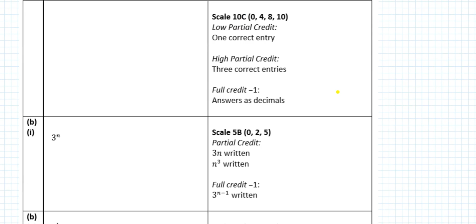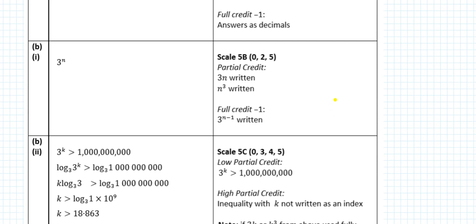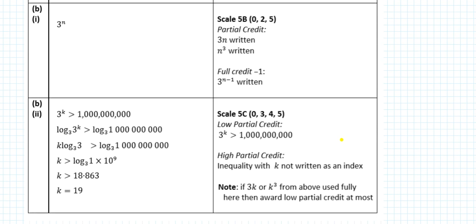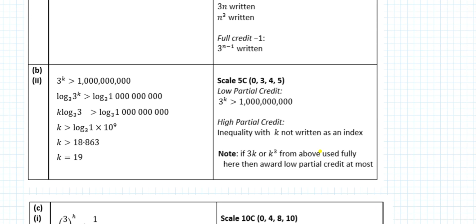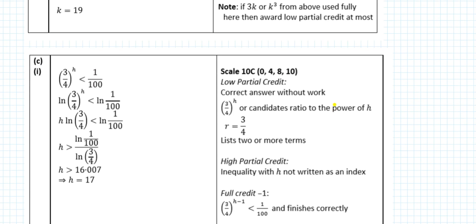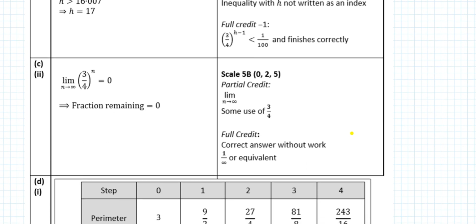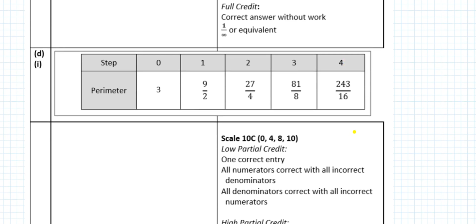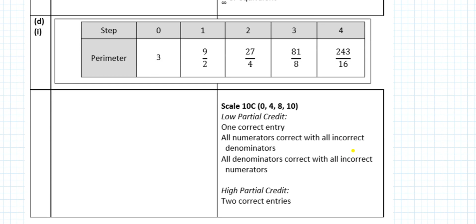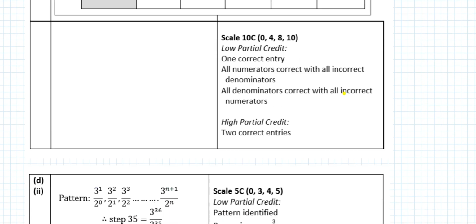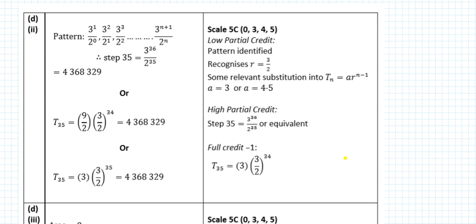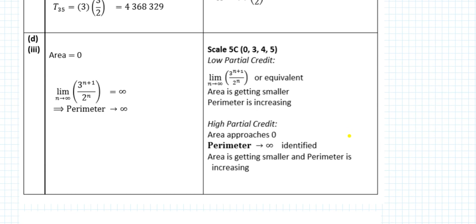So A is 10 marks. B part 1 is 5 marks. You can pause the video at any time, obviously. B part 2, 5 marks. C1, 10 marks. C2, 5 marks. D1 is 10 marks, 10 marks for finding the perimeter. There's a fine point. Like, that's crazy. D2, 5 marks. D3, 5 marks.